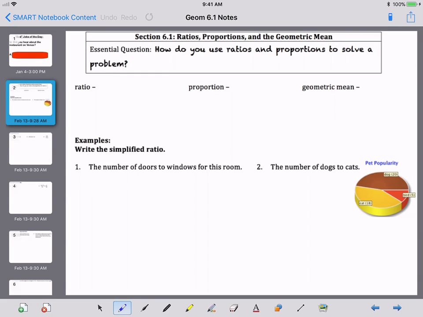This video is probably going to be a lot of review for you because we're going to talk about ratios, proportions, and the only new thing is probably going to be this thing called a geometric mean.